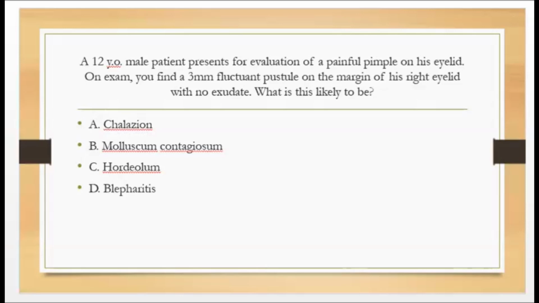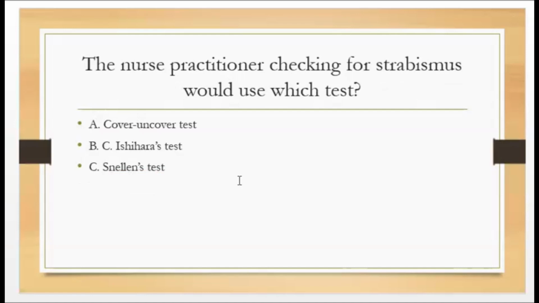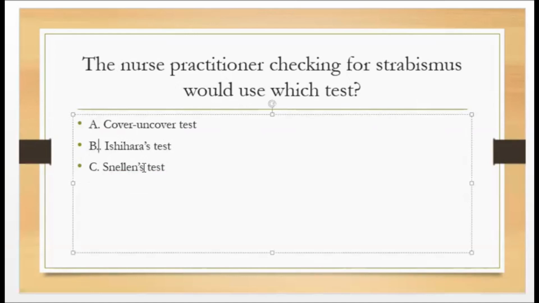Then the nurse practitioner is checking for strabismus. What would the nurse practitioner use? The answer is the cover and uncover test. Okay. So you should know what the Ishihara test is used for. The Snellen test is used for visual acuity. The Ishihara test is used for color blindness.